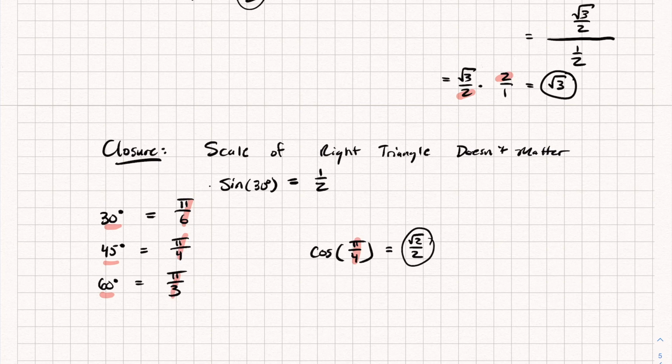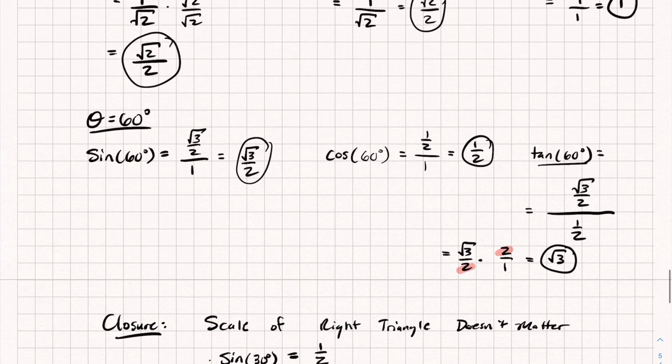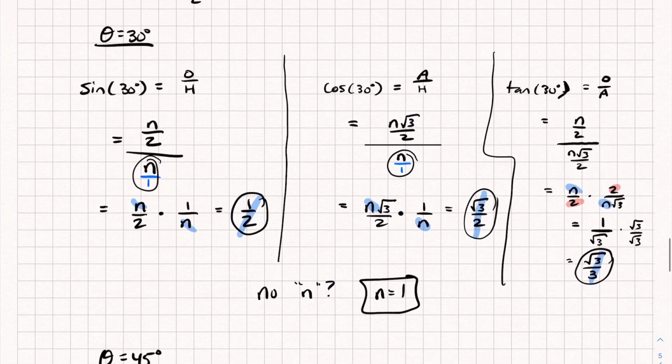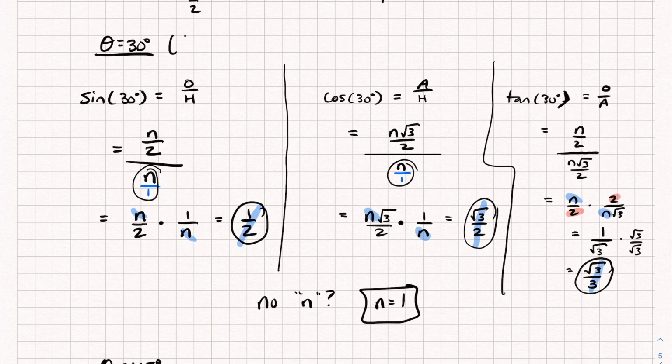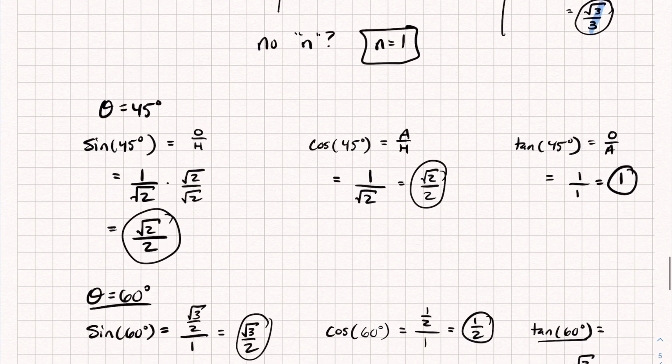And so we can actually go through now and relabel. What we found was the big 3 for not only 30 degrees, but also pi over 6. We found the big 3 not only for 45 degrees, but for pi over 4. And not only for 60, but for pi over 3.